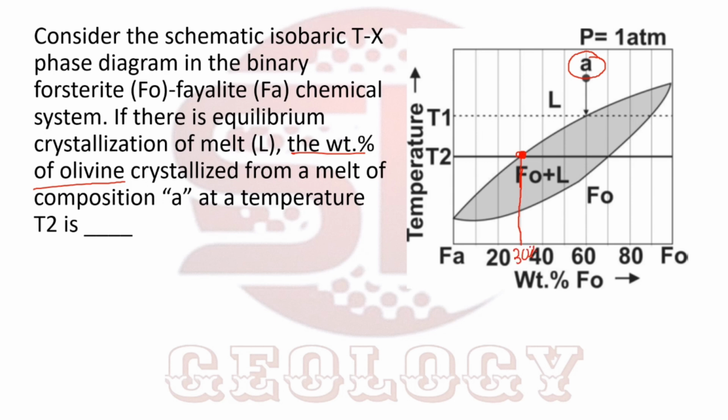So this is the liquidus, this is the solidus, this is our initial composition. So we'll join the tie line here. This segment will give the liquid percentage and this segment will give the solid percentage. We require the liquid percentage in the melt, then we can calculate the olivine percentage. Also we can calculate the olivine percent directly.